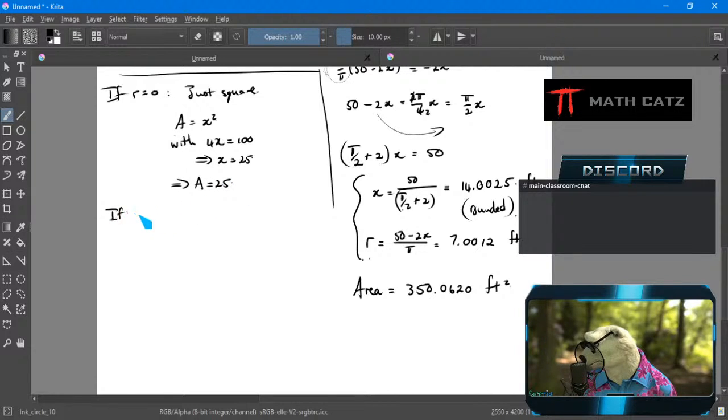If my x is 0, then I have just the circle. Then, oh, not 25, sorry, 625, right?